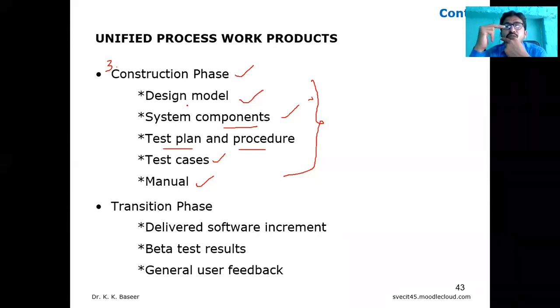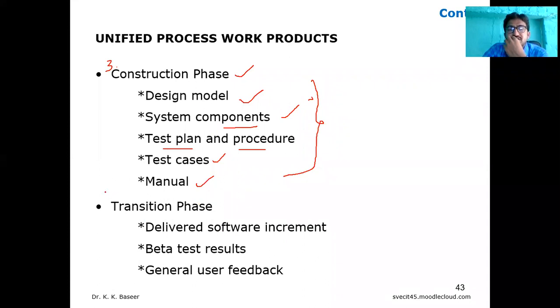So the root here is the phase. The child of the phase is activities. The children of the activities are tasks. Clear? So design model, system components, test plan and procedures, test cases, and manual. These are the five different activities, tasks we are doing under this construction phase.